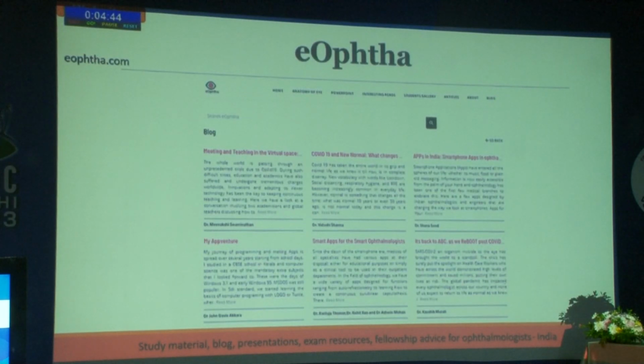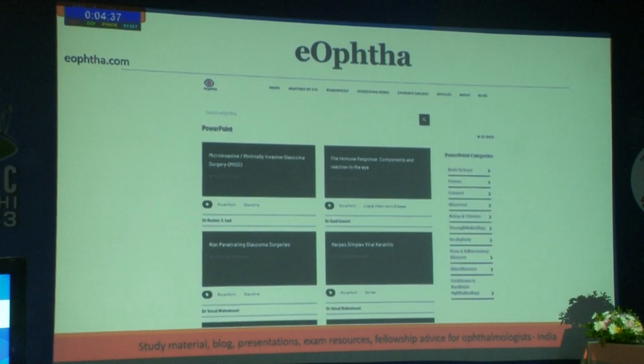Next is a very well-known website, eOphtha, which has study materials, blogs, practicals, exam resources, and fellowship advice for ophthalmologists in India. Most of us would have seen that. They also have PowerPoint presentations, specifically for the basic sciences. Each and every category like cornea, cataract, glaucoma, we can refer to for last minute preparation.